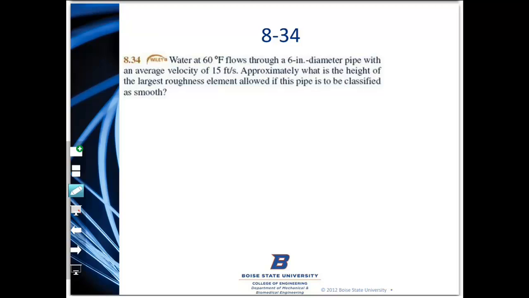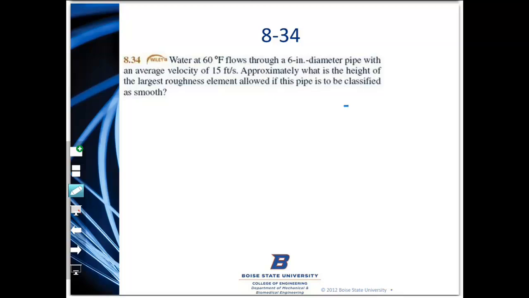Okay, let's move on to the next problem. In this, you're given water at 60 Fahrenheit flowing through a 6-inch diameter pipe with an average velocity of 15 feet per second. Approximately, what is the height of the largest roughness element allowed if this pipe is to be classified as smooth? If the pipe has to be classified as smooth, the largest roughness element can be at most the height of the viscous sublayer.